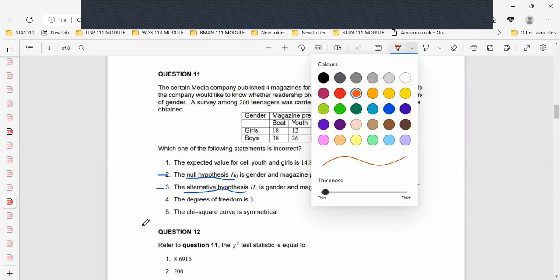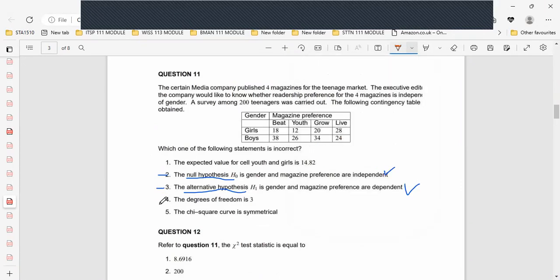Let us look at option 4. Option 4, they say the degrees of freedom is equal to 3. So we must prove it by using which formula? This formula here is equal to r minus 1. Now here, what's our r? R is the number of rows. We have row number 1, we have row number 2. So r is equal to 2.